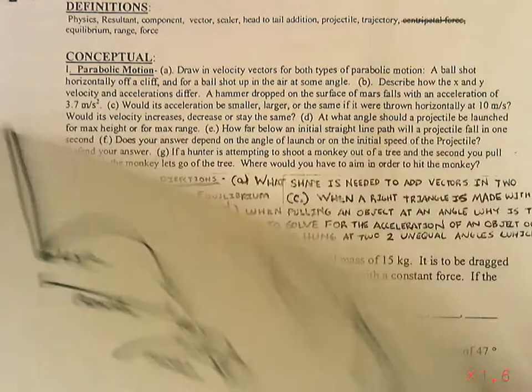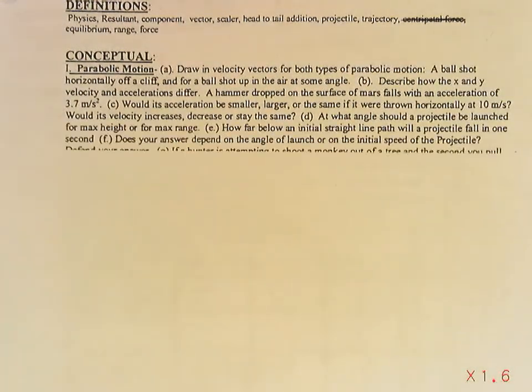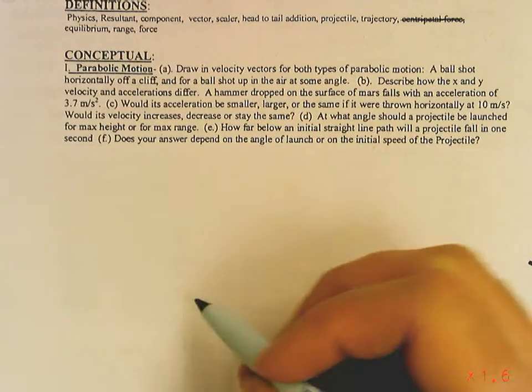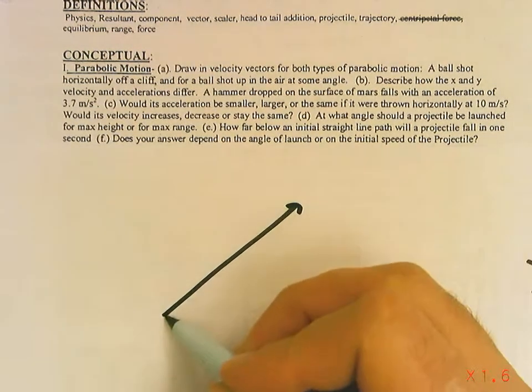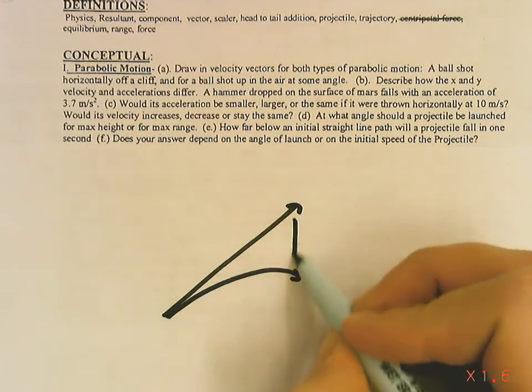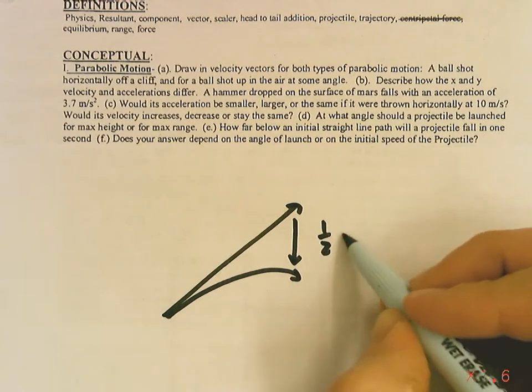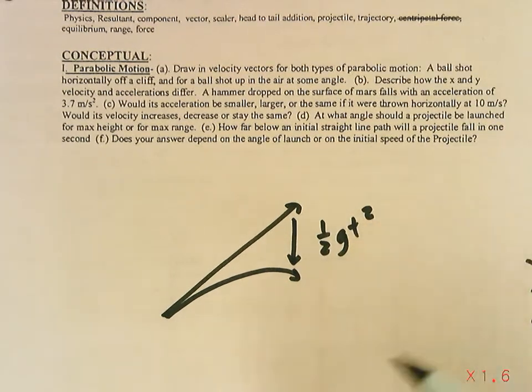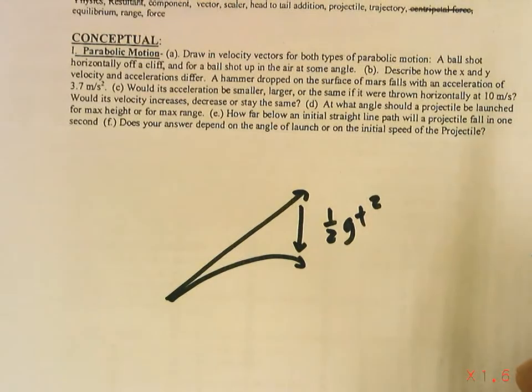How far below an initial straight line path will a projectile fall in 1 second? The distance below the straight line path is always equal to 1/2 gt squared. It's falling at a rate of gravity, and this is how the distance is affected by gravity. Goes back to magic physics formula number 3.